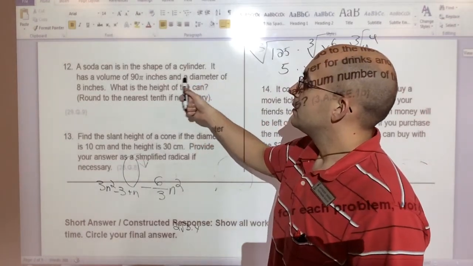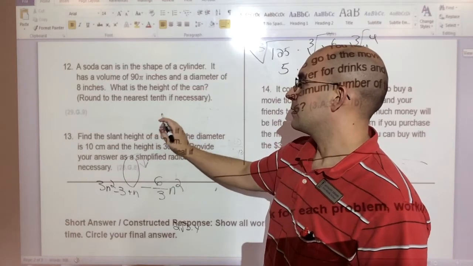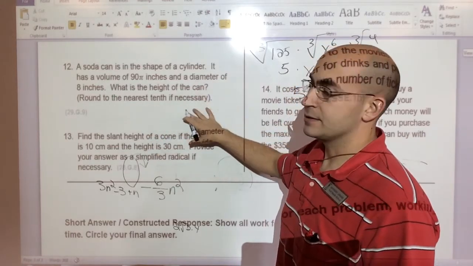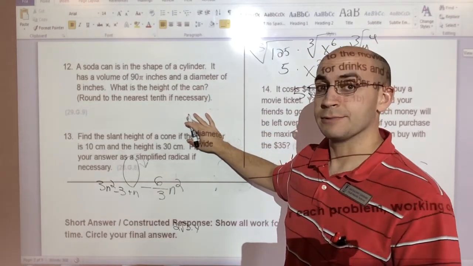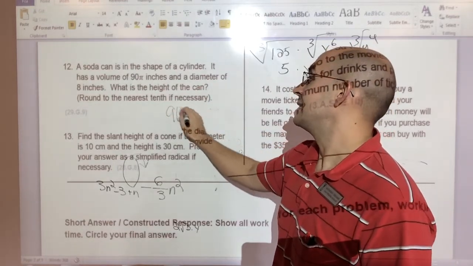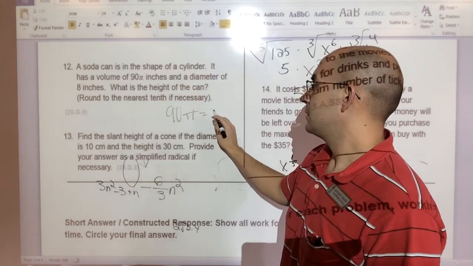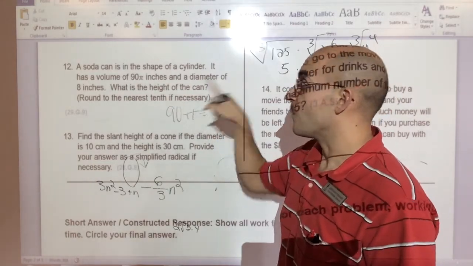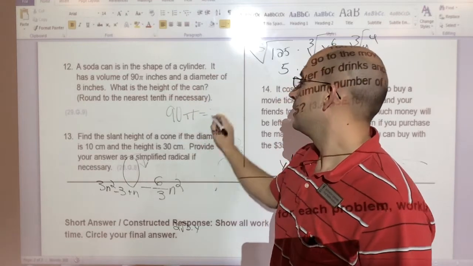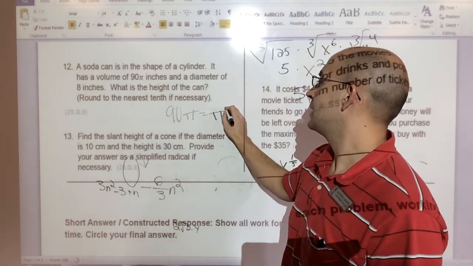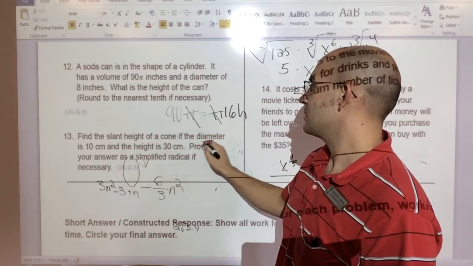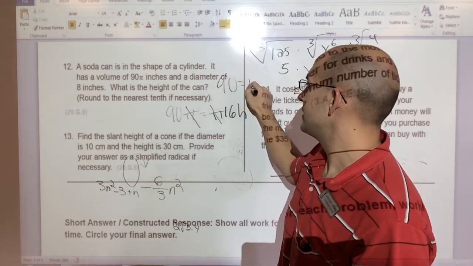Okay. 90 pi is the volume of that soda can, right? So 90 pi is on one side. I'm giving you the diameter is 8 inches, but I need to put that into radius, so it should be 4. So this is going to be 90 pi equals, and volume of a cylinder is pi r squared h. But I'm giving you r, which is 4, right? Because the diameter is 8. So this is pi and 16h. So I can divide by pi on both sides. So now I've got 90 equals 16h.